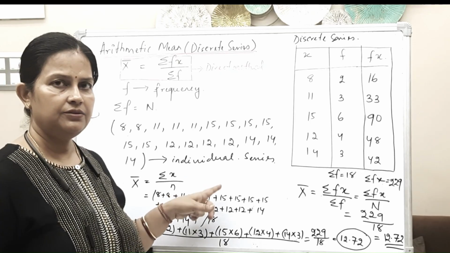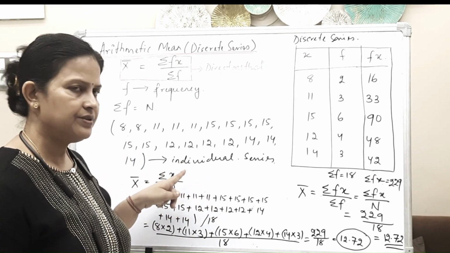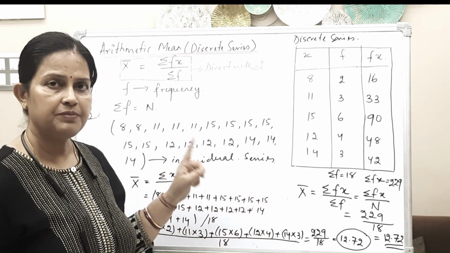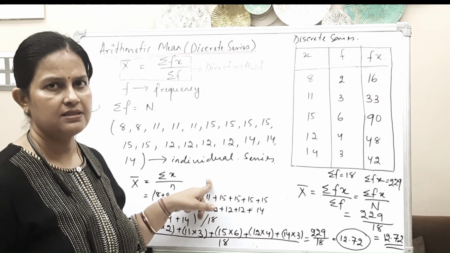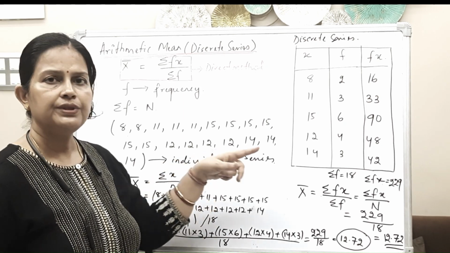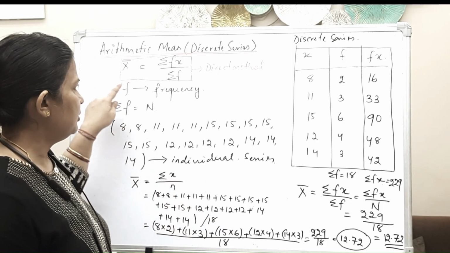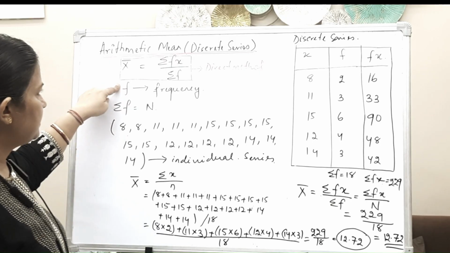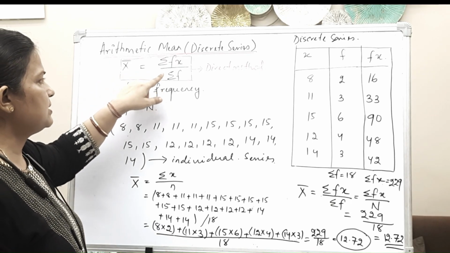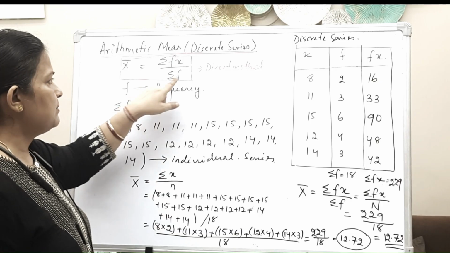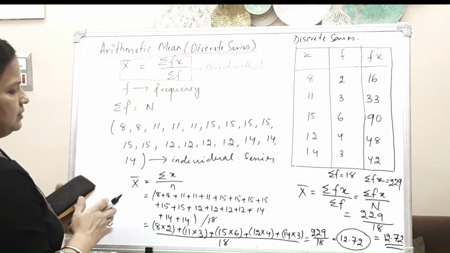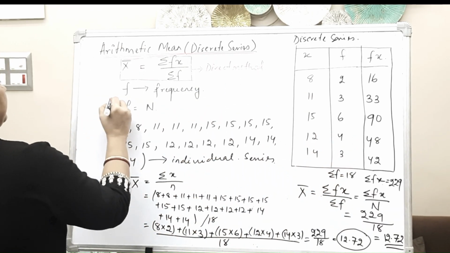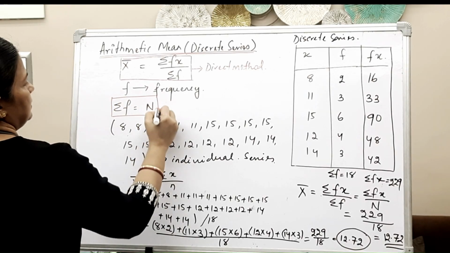So we can see an individual series can be converted to a discrete series when the data is repeated and the variation is less. We can go for using a discrete series, and the formula to find the mean for a discrete series by the direct method is x bar equal to sigma of fx divided by sigma of f. Sigma of f we denote by capital N.